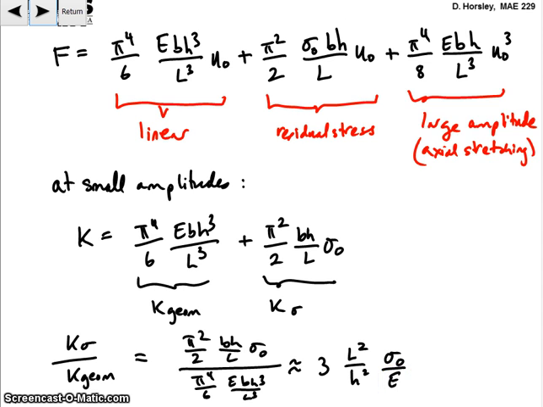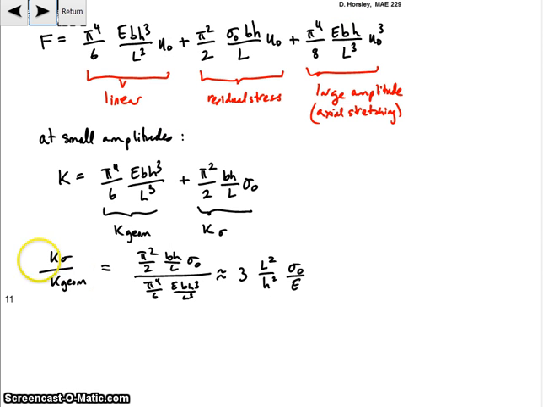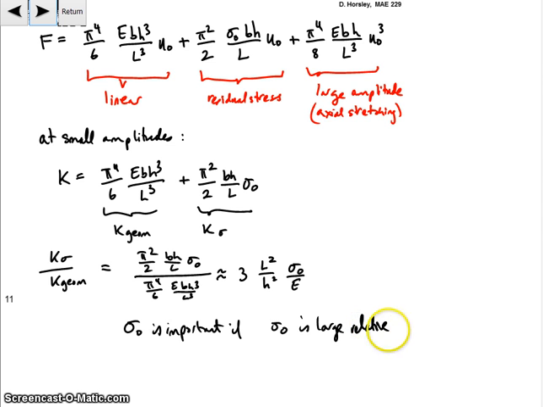Okay, and so in what follows, I'm going to do an analysis where we calculate the spring constant just due to residual stress. So more or less what I'm going to say is sigma naught is important if sigma naught is large relative to E times H over L squared, right?